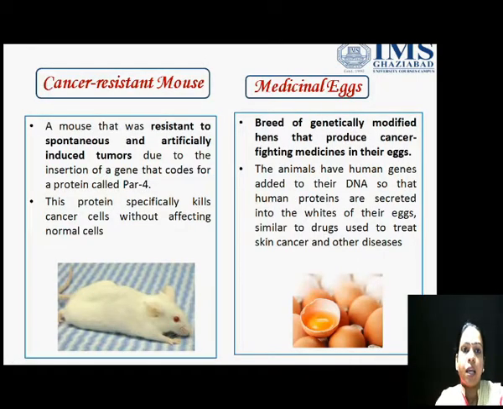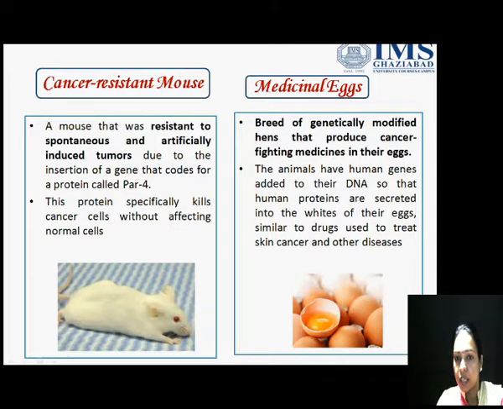Now, cancer resistant mouse. By means of transgenic or genetic engineering, we have also produced a mouse that is resistant against tumors, in which we have inserted a gene that codes for a particular protein, PAR4, and that protein specifically kills only cancer cells and doesn't affect the normal cells.